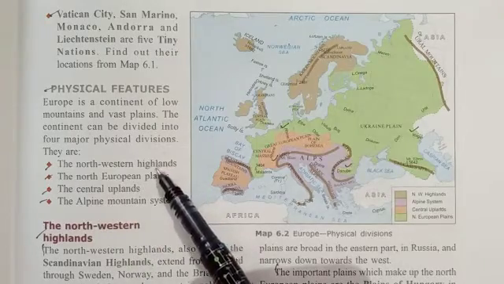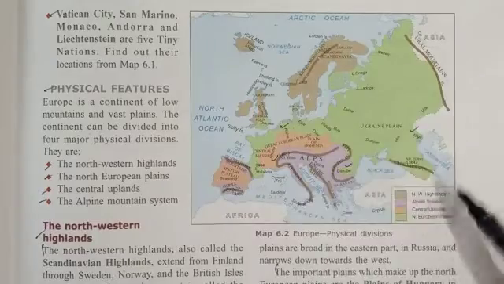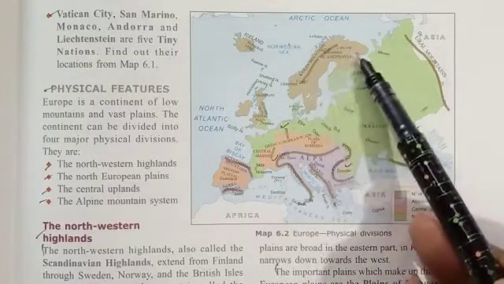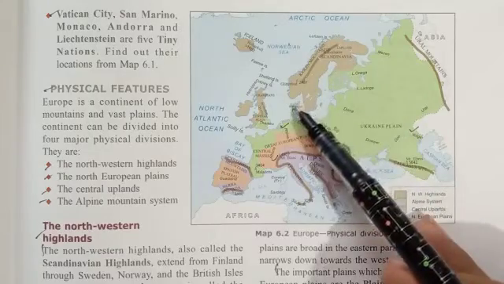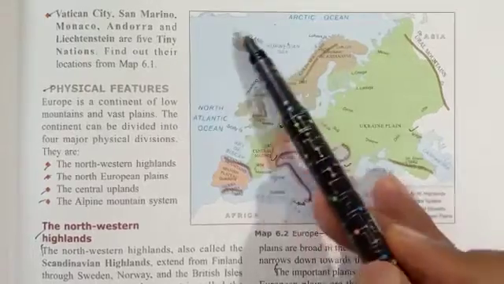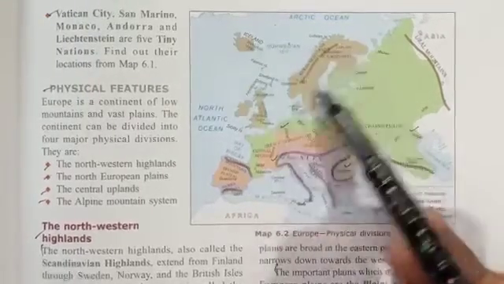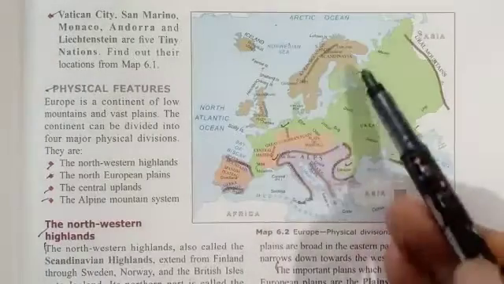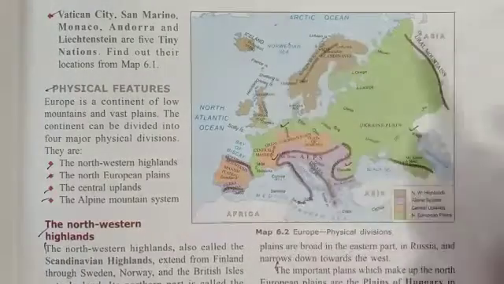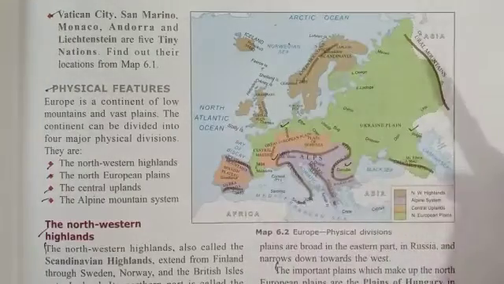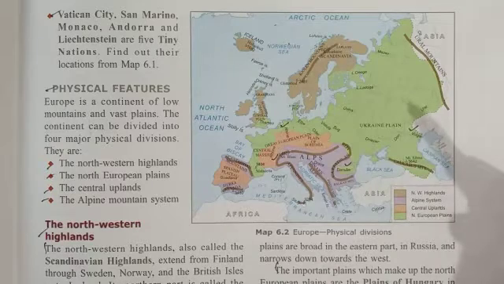The Northwestern Highland, which is also called the Scandinavian Highland, see here in the map, extends from Finland through Sweden, Norway, and the British Isles up to Iceland. Its northern part is called the Fennoscandinavian Shield. The Northwestern Highlands are located very close to the coast and form a steep slope along the Atlantic Ocean. The coastline is highly rugged and indented. At many places in the coastal area, fjords are found.